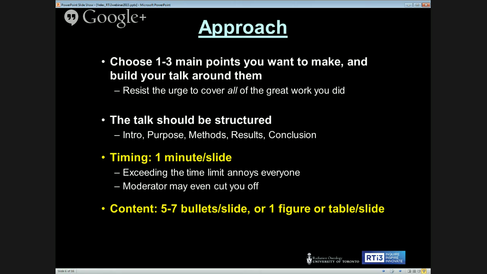Now in each of those slides, aim for 5 to 7 bullets or 1 figure or table. Too much information, again, they won't know where to look. Would you agree with this in general? I totally agree. You don't want to overwhelm and make your audience feel stupid because you throw so much information at them in such a fast way.